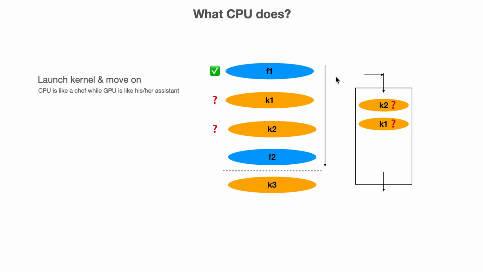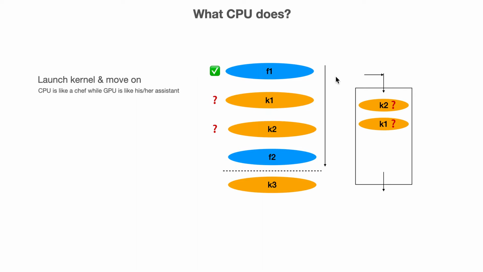The CPU will move to the next task, which is running the F2 function. Since it's a CPU function, it's going to wait until it's completed. Meanwhile, the GPU is also running kernel 1 and kernel 2. It can happen that kernel 1 and kernel 2 are running in parallel to function 2, or it can also happen that kernel 1 and kernel 2 are already finished, or that only kernel 2 is running in parallel to the function. So there are many possibilities here.